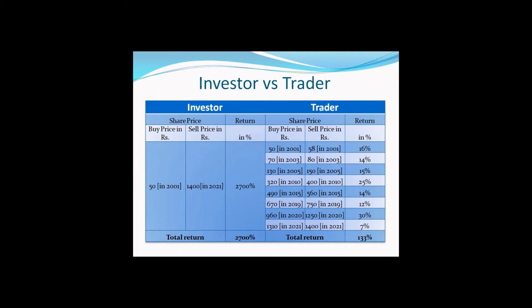Then in 2003 he bought shares for Rs 70 each and sold in 2003 itself for Rs 80. He made a return of 14%. In 2005, he bought shares for Rs 130 each and sold them in 2005 itself for Rs 150 each. He made a return of 15%. Similarly, he made other investments and got a total return of 133%.